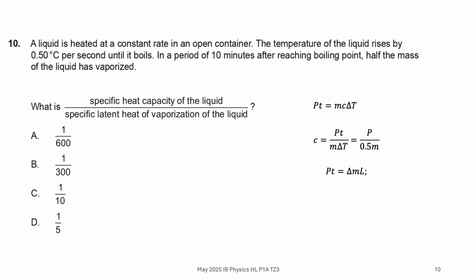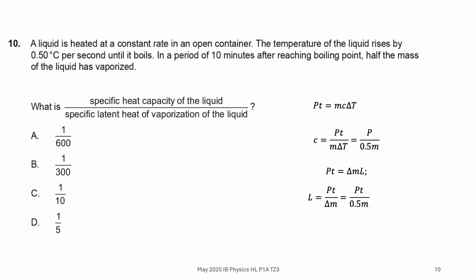Now similarly, for our change in state, our P T is equal to delta M times L, and L is our specific latent heat of vaporization. So we can do a bit of maths here. And again, there's something similar going on here. L is going to be P times T, and this time we have a different T, it's 10 minutes, divided by delta M. Delta M is the change in mass. The change in mass is half of the mass, 0.5 M.